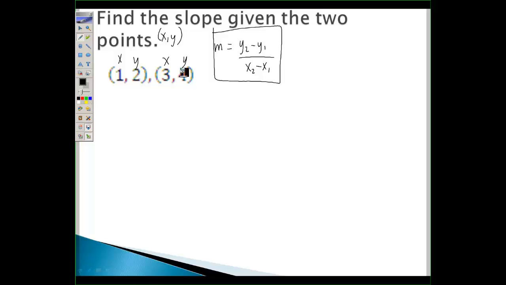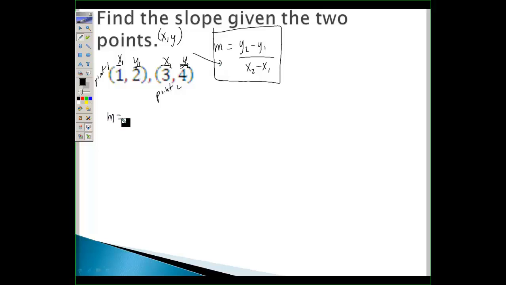Because there are two x's and you can't really tell the difference between them, and there are two y's and you can't really tell the difference as they are right now, we need to figure this out. We're going to call this one point 1 and this guy point 2. So my x in point 1 is going to be called x sub 1, and my y in the first point is going to be y sub 1, and similarly x sub 2 and y sub 2. So now in my formula, I have numbers to plug in for my variables.